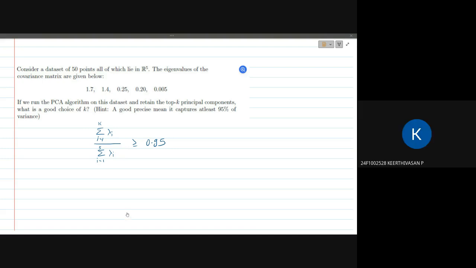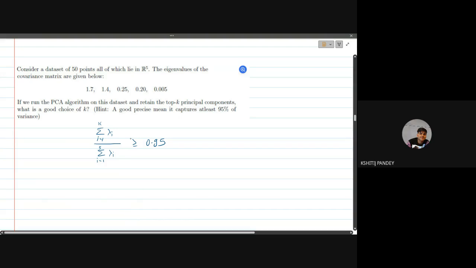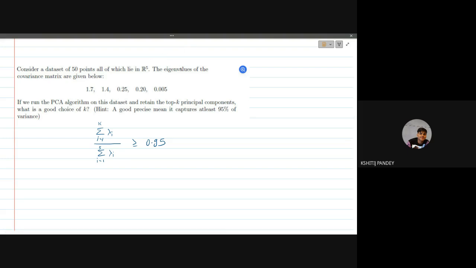Yes, it's clear. Okay, let's move ahead. So now let's pick the first two. So the first two are what? Okay, so take k equal to 2 and check.